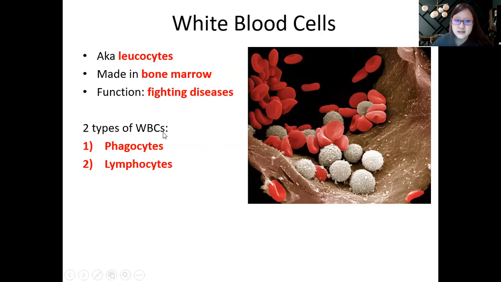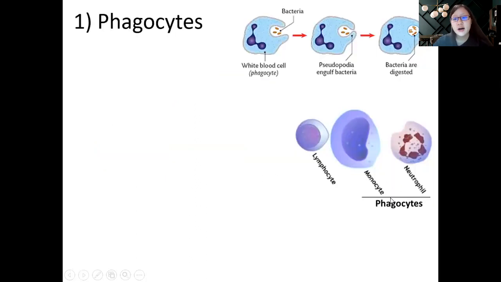Okay, so there are two types of white blood cells here, which are the major types, and then under each of these types, there will be more types as well. So two types, phagocytes and lymphocytes. These are big groups of white blood cells, and under them you have specific other ones. For example, phagocytes, we learn about neutrophil, monocyte, we'll talk about them more later. And lymphocytes, we have B and T lymphocytes, which we'll talk about later. So under white blood cells, let's first talk about phagocytes.